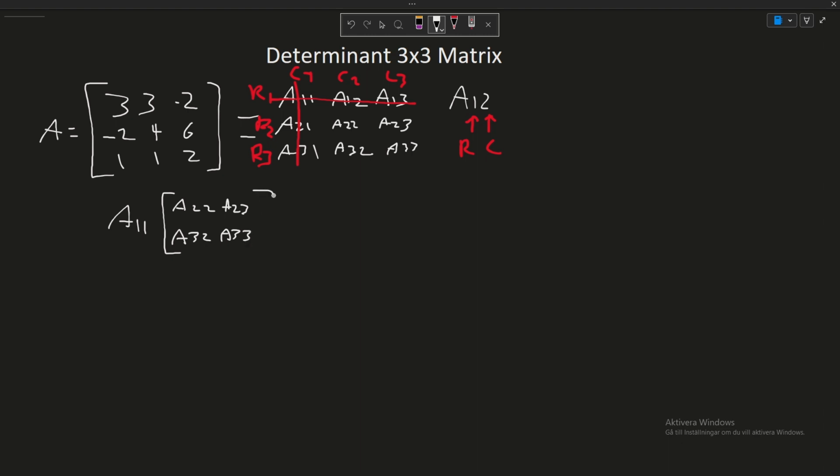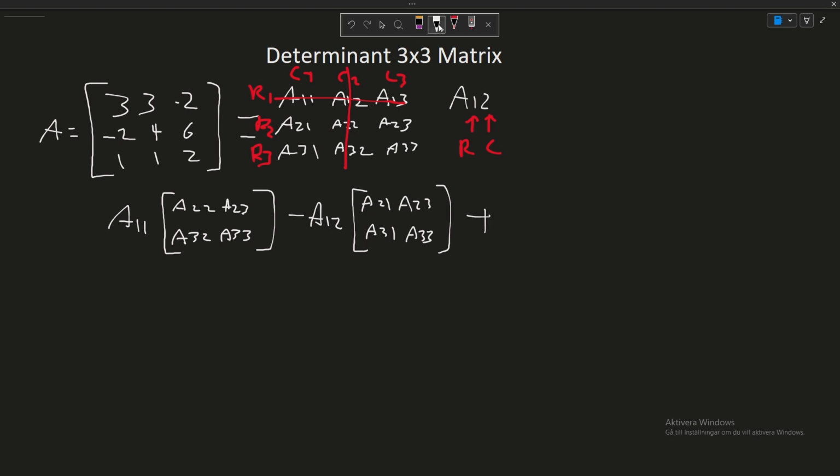This is what you're left with, and then you subtract, but this time you will use column 2 instead, which is this one, column 2, still row 1, always use the same row, and you will have A12, and the matrix, you will have the column with these numbers. So you're left with A21, A23, A31, and A33. Yeah, so that's what you're left with.